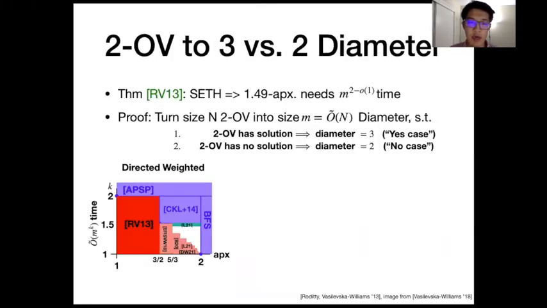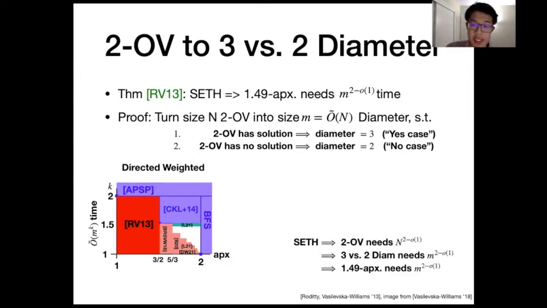To warm up to our result, I'm going to show you first a lower bound for diameter that says that under SETH, there's no truly subquadratic exact algorithm, or in fact, no truly subquadratic 1.49 approximation. To prove this, we're going to turn a size n two orthogonal vectors instance, where we're trying to determine if there are two orthogonal vectors, into a size m, which is roughly n, diameter instance, such that if the two orthogonal vectors instance has a solution, the diameter is 3, we call this the yes case. And if there's no solution, the diameter is 2, we call this the no case.